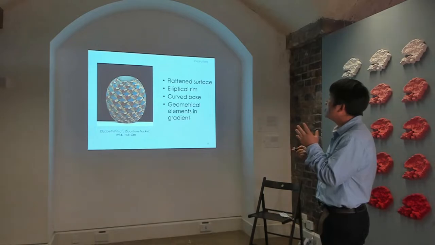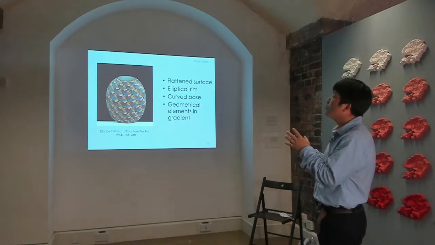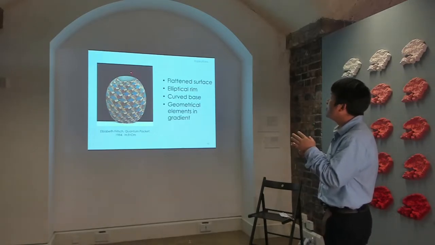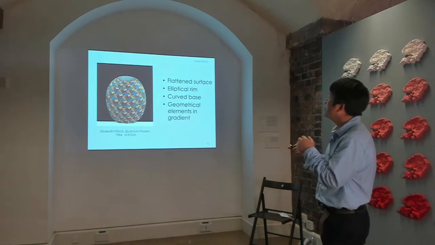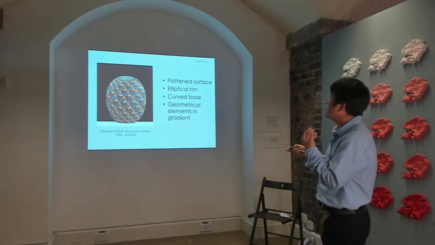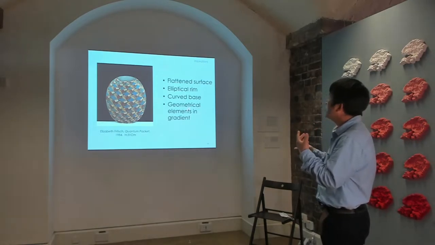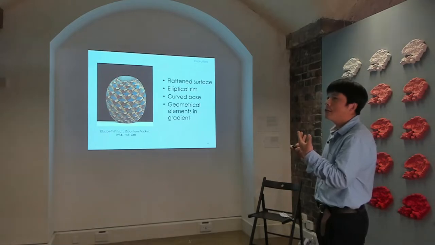Elizabeth Fritsch wanted the pot to look like a perfect round shape. So she applied an elliptical rim here, put in a curved vase, and used a gradient in width, so the size becomes wider, larger toward the center. She also applied a curved arrangement of elements, so that all the elements cooperate together to look like a three-dimensional pot.